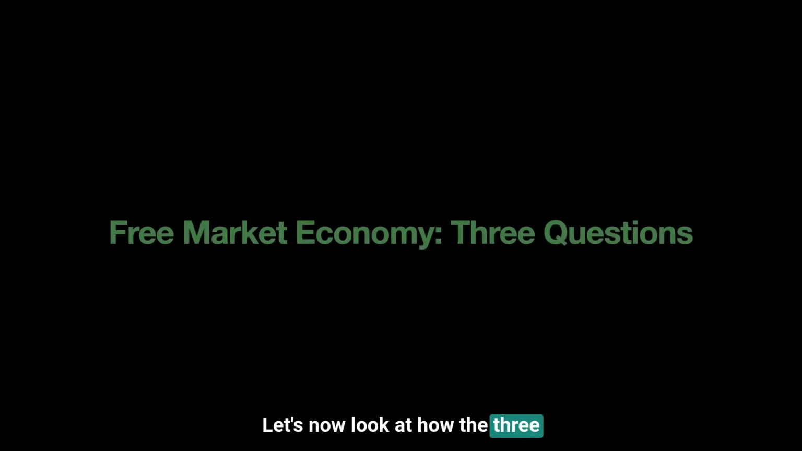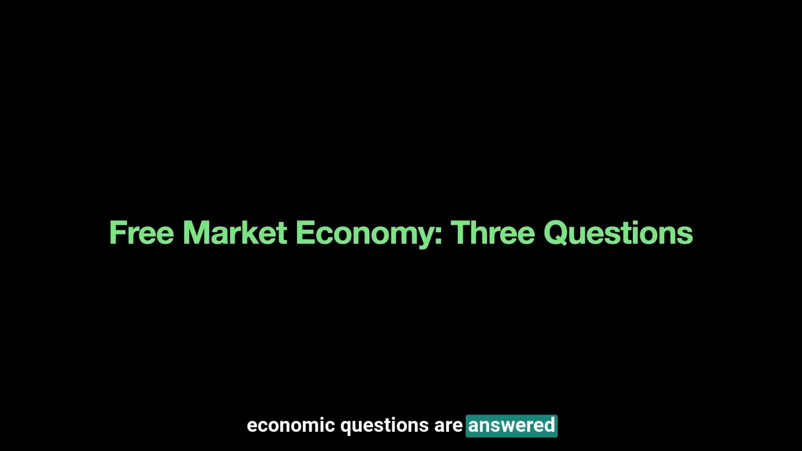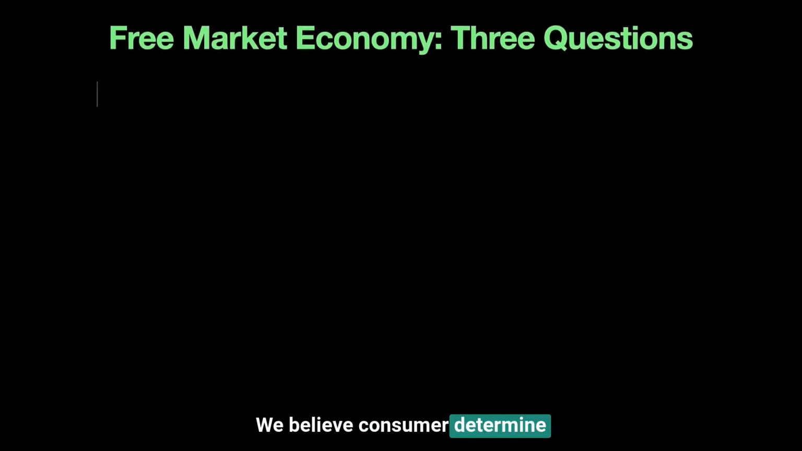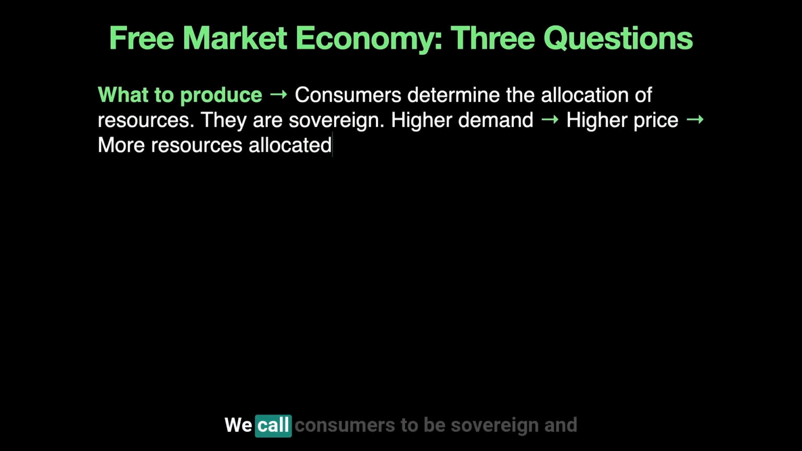Let's now look at how the three economic questions are answered in a free market economy. Well, the first question was what to produce. In a free market economy, we believe consumers determine the allocation of resources. We call consumers sovereign, and sovereign simply means independent. They are the ones who are deciding how resources will be allocated. How do they do that? Well, consumers have money, and they are spending money on goods and services, which means that each consumer is kind of like voting for a good or service.